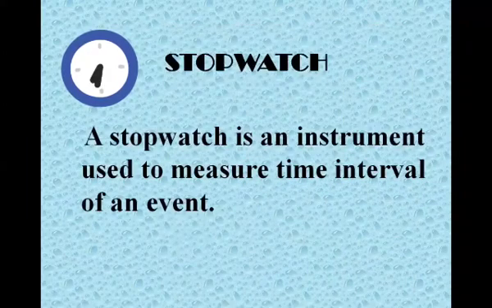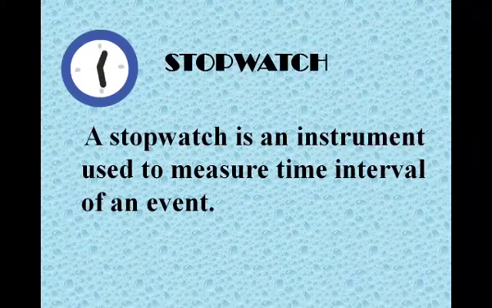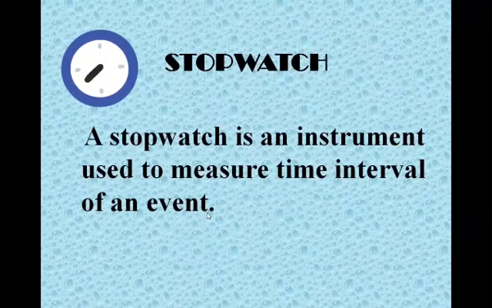Now we are going to learn about another measuring instrument, that is a stopwatch. First of all, the stopwatch is called a stopwatch because we can stop that watch. When we want, we can start the watch and we can stop the watch. Now, what is the purpose of the watch? The stopwatch is an instrument which is used to measure the time interval of an event.